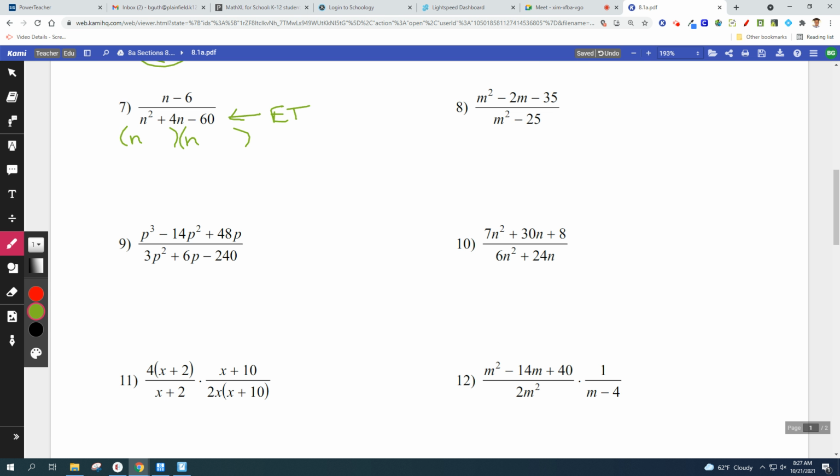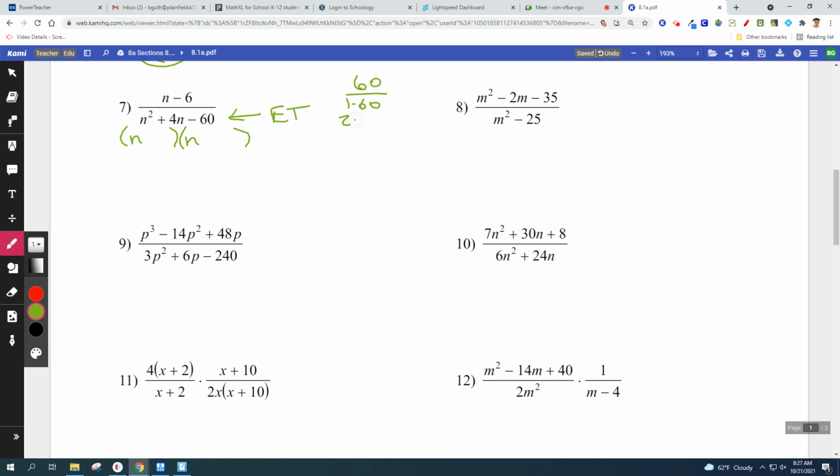Two numbers multiplied to -60 and add to +4. If you're good at this, maybe you can just think it through and not write this down. But I find that if you sit there and think about it for more than 2 or 3 seconds, write it down. If you can think of it in a second or two, go for it. But if you haven't thought of it yet, then write this down.